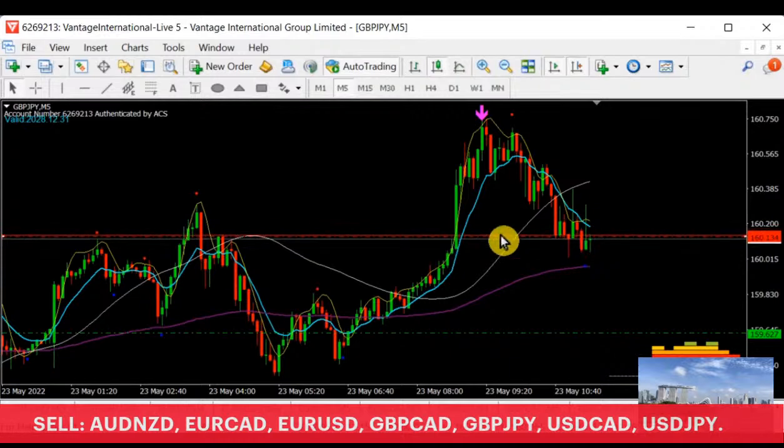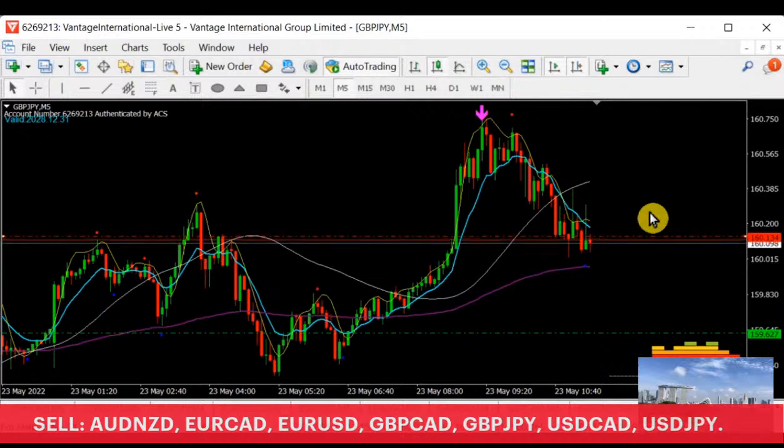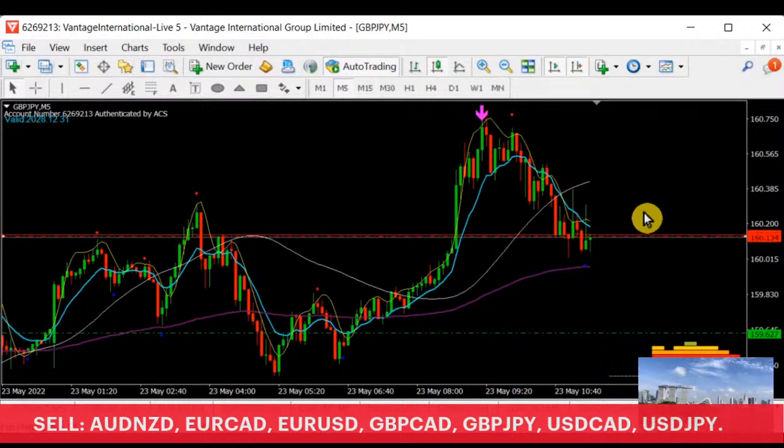This is a support area. Let it retest first. Retest first. Let it retest first. So over here, let it retest. Be patient first. While waiting, let's see.